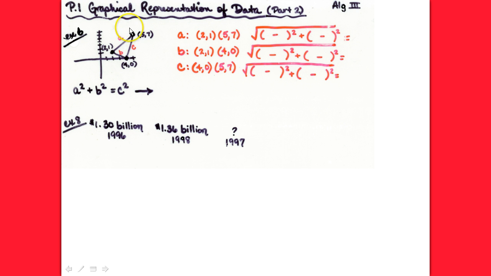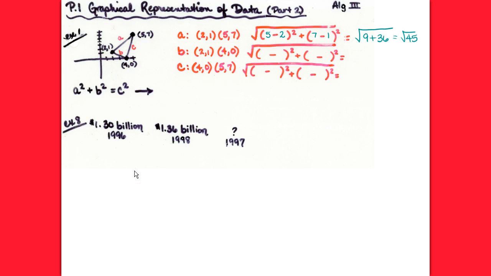If I'm trying to find the length of A right here, I could say, okay, change in x, 5 minus 2, and then change in y, 7 minus 1. That would give me 3 squared, which is 9, and 6 squared, which is 36, so square root of 45. Not even going to bother to simplify that radical because I'm about to square it in the Pythagorean theorem anyway, right? So I'll save myself the work. All right, you try B and C and see what you get.